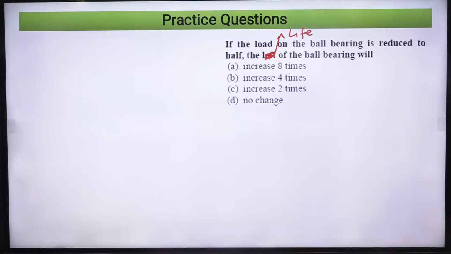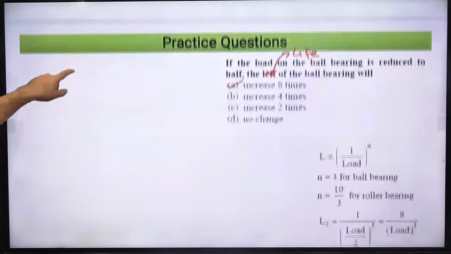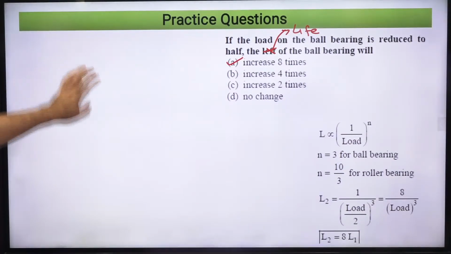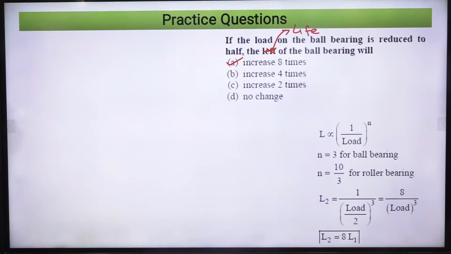If the load on the ball bearing is reduced to half, the life of the ball bearing will. What is going to happen? Go ahead. Have we done this?